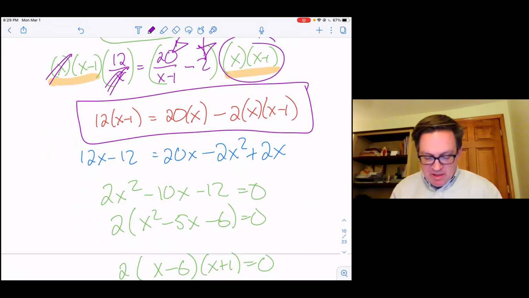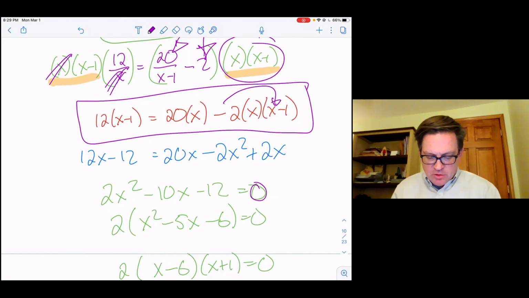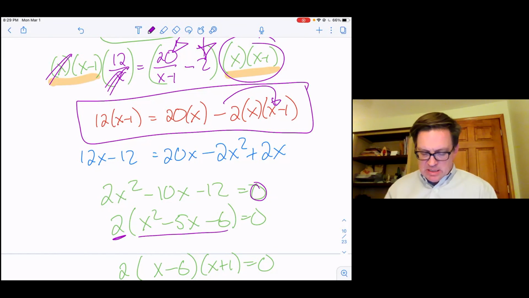So multiply everything out, we get this blue expression. Be careful with your negative signs. Make sure you distribute the negative through there, for instance. And then I moved everything over to the left-hand side to set it equal to 0. All the constants were multiples of 2, so I factored out a 2 in front. x squared minus 5x minus 6.